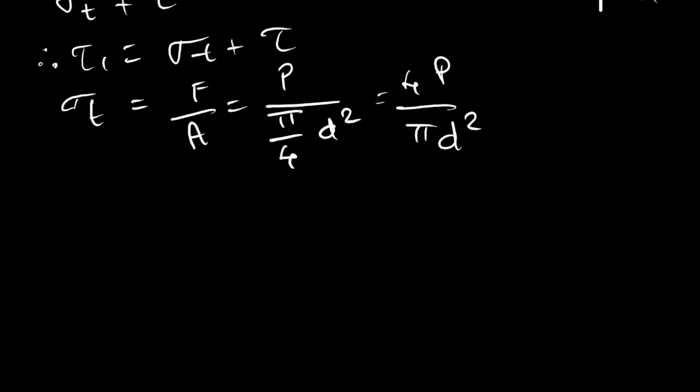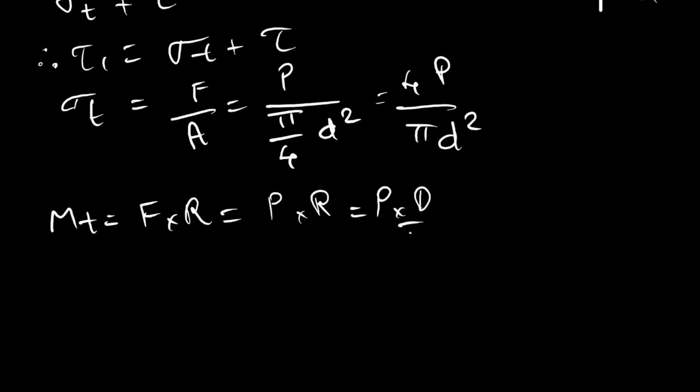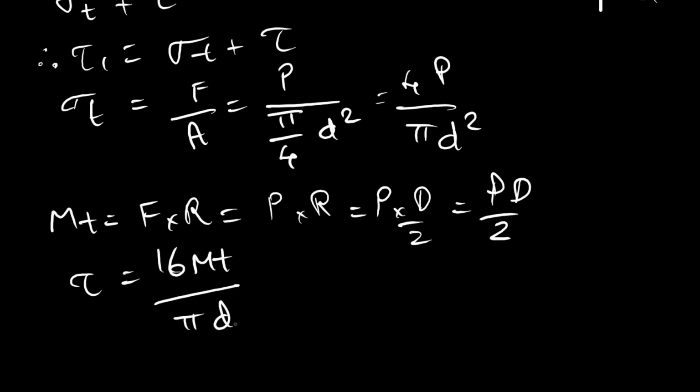so the tensile stress is equal to 4P by pi d square. Now let's find out the torsional shear stress which is acting inside the material. We all know that the torque is nothing but force times the eccentricity or the radius, which over here is P times r, and radius is diameter by 2, so the torque equals Pd by 2. The shear stress which I was talking about is equal to 16 Mt by pi d cube.